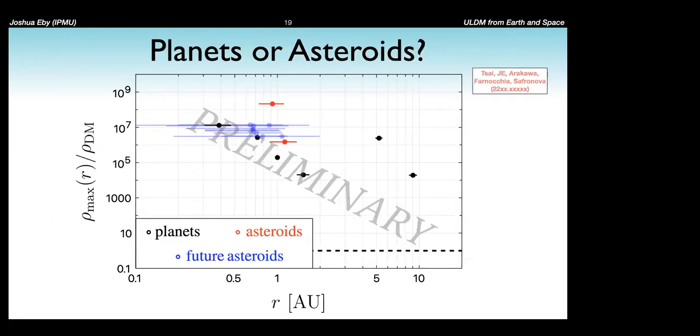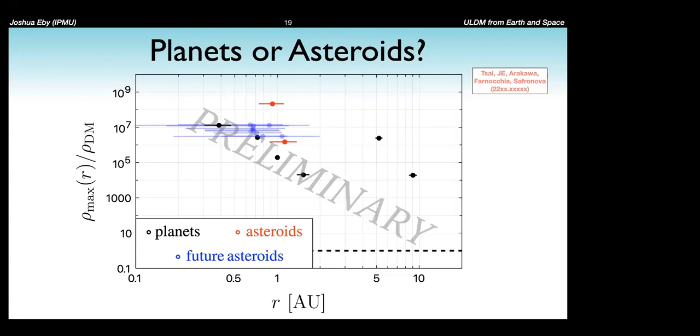I do want to point out, this is preliminary work that will come out in the next week or two, I think, that asteroids are actually a good probe here. There are some particularly well-measured asteroids because governments think it's really important to keep track of asteroids that might hit the Earth, for example. So they measure these orbits super well. And it turns out that some of these asteroids could be competitive with planetary constraints.